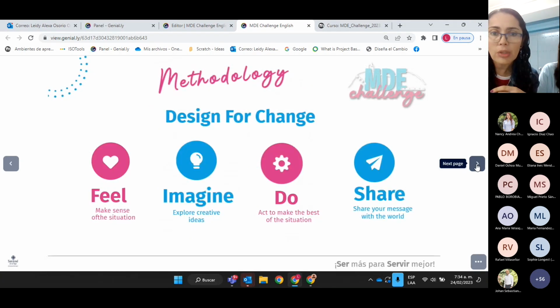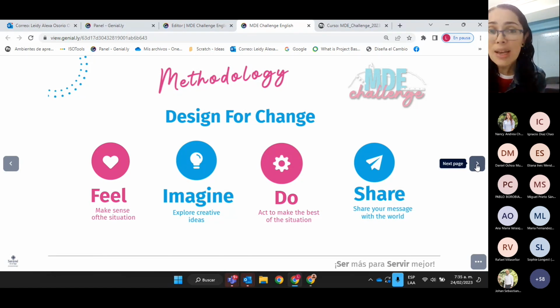In general, I am going to share with you the methodology. As you know, we have a four-stage methodology, design for change. For each stage related to design for change, we are going to have a general session. For example, we have our first meeting related to field. What is field? Field is about trying to understand the problem. And today we are going to have a meeting related to imagine with a teacher from Europe. That's why it's important to have a pen right now.